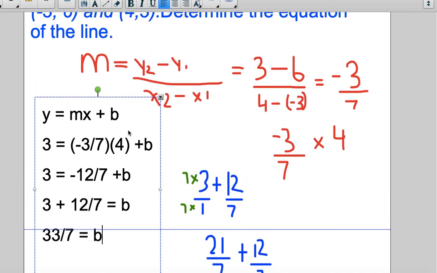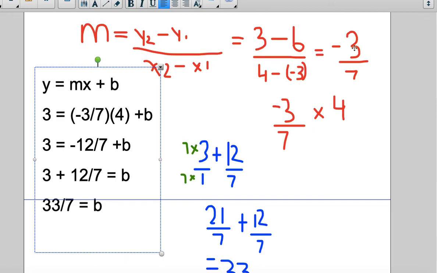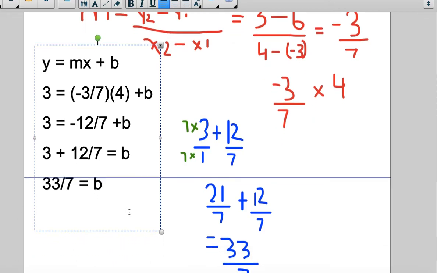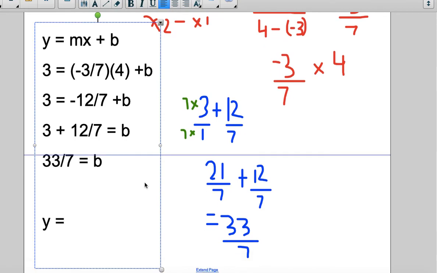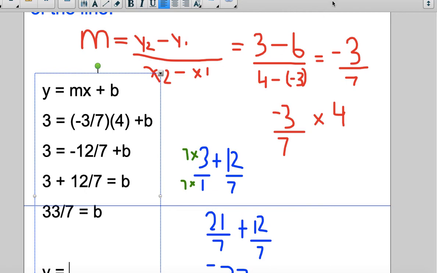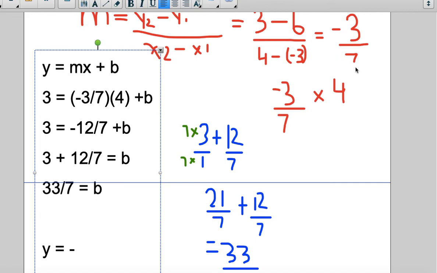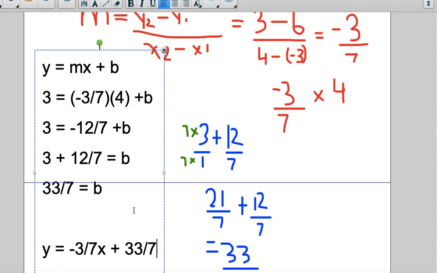So now we know our slope value from here, and we know our b value. So we're ready to write the equation of the line. So the final equation of the line would be y equals, so we put back our y and our x's, we sub in our slope that we found to be negative 3 over 7, and then x, and we add in what we found to be our b value, which is 33 over 7. And fractions are allowed to be in these types of equations.